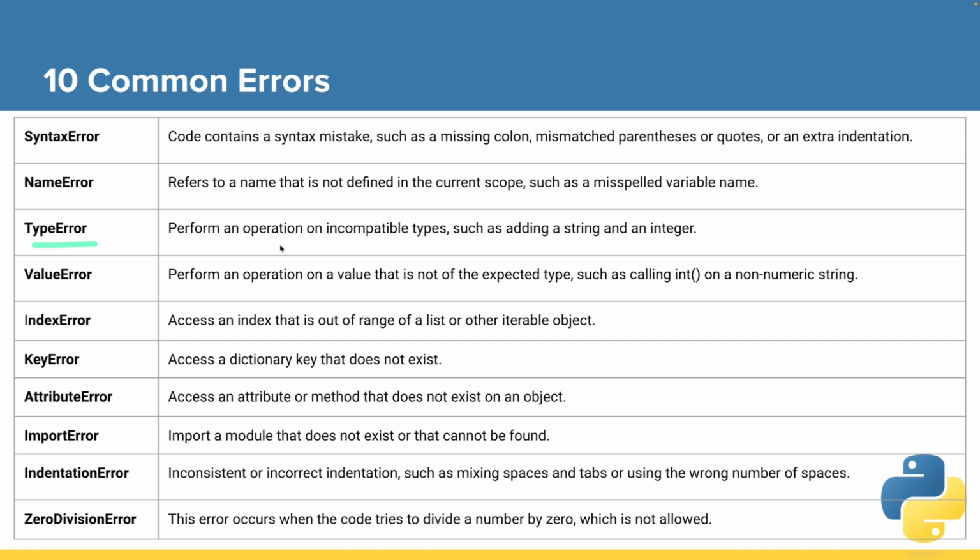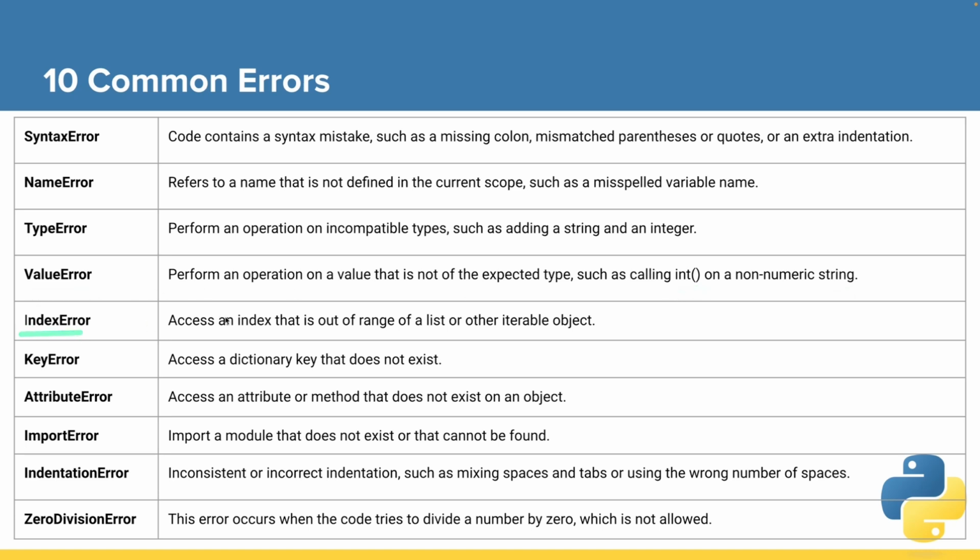Type error, performing an operation on incompatible types, such as addition for a string and an integer. That will throw a type error. Value error, performing an operation on a value that's not of the expected type, such as calling int on a non-numeric string. So if the value of the string is hello, we can't convert that to an integer. That will throw a value error.